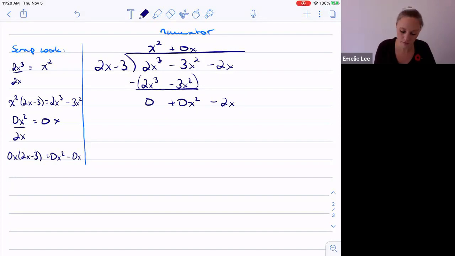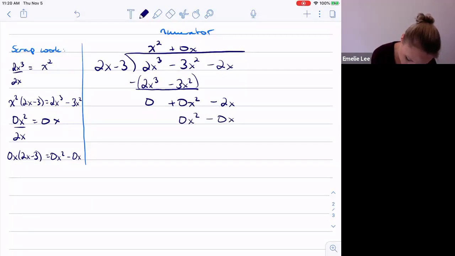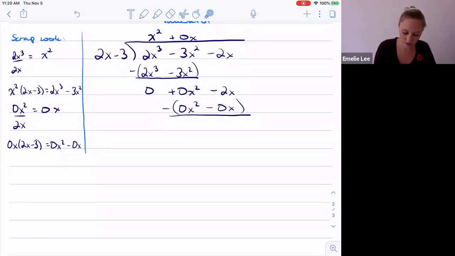Okay. So this becomes 0x squared minus 0x. Once we subtract that, though, we get 0 minus 0 is 0. Negative 2x plus 0x is, of course, negative 2x. Okay. You could have skipped this section, but I don't recommend it because then you might forget something, right? So I would probably just stick with it and not jump through the 0x squared right to the negative 2x.